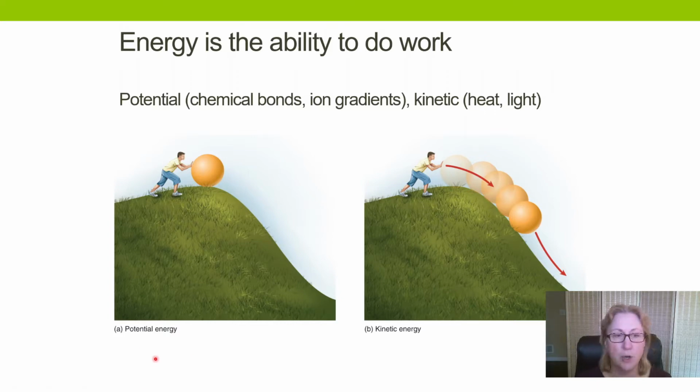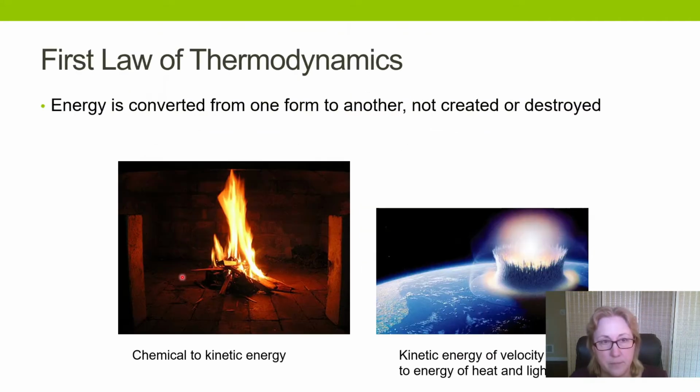So potential energy, in this little textbook example, would be like if you have something up at the top of a hill, it has some gravitational potential energy. If it rolls down the hill, now it has kinetic energy.